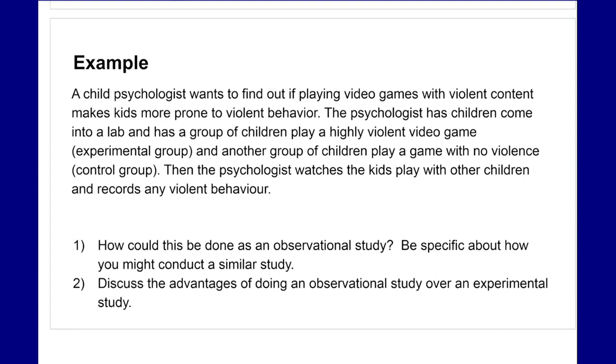So this is an example of an experimental study, right? They are creating groups, they're applying the treatment, or they're applying the violent video games, to one group and not to the other, and they're looking at what the outcome is going to be. How could this be done as an observational study? So how could we change this study and make it observational instead of experimental?